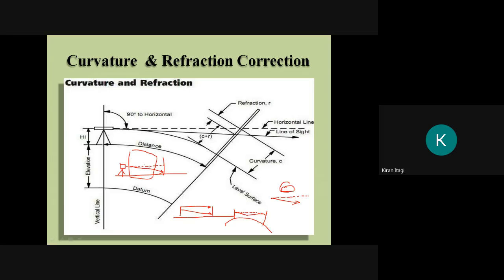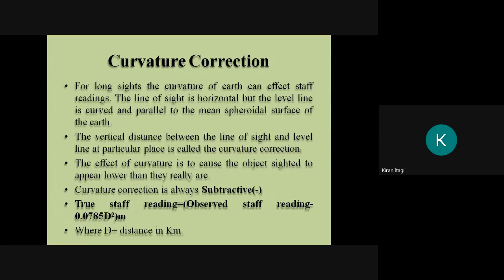Actually, these corrections we take in highly precise surveying. In normal surveying, like surveying for apartments or residential buildings, we won't take them. But in road surveying, if the distance between the staff and the instrument is greater, we will take the curvature effect. So one is the curvature effect and another is the bending of rays. We will consider both corrections.